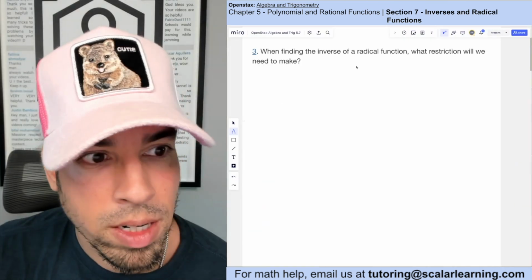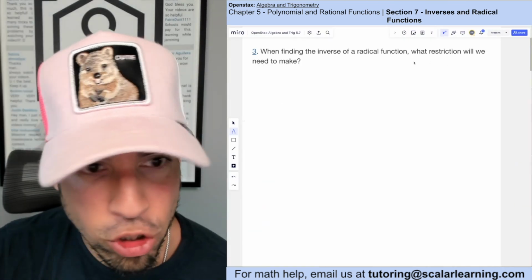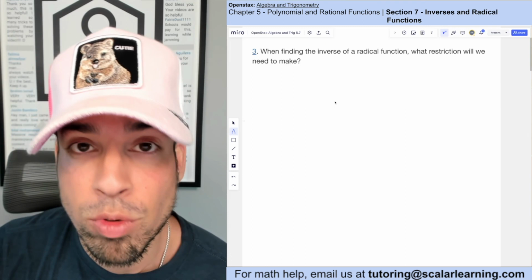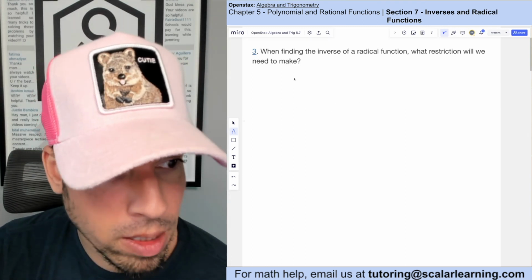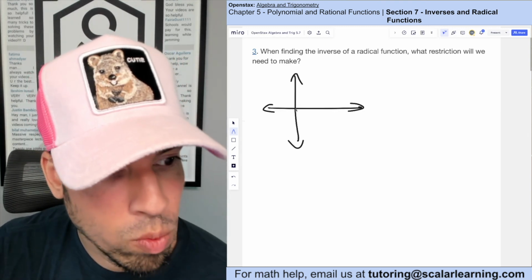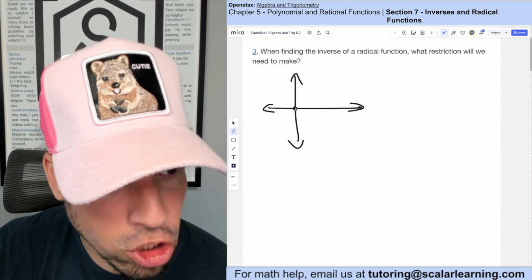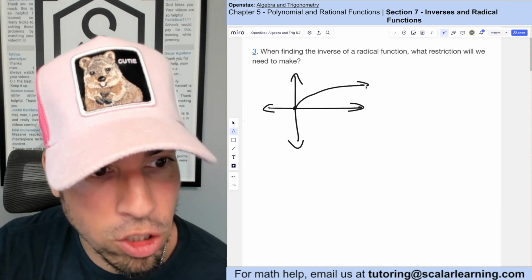That's it. When finding the inverse of a radical function, what restriction will we need to make? So the restriction you're going to need to make is on the domain, and I'm going to show you why. For a typical radical function, it's going to start at the origin. It's going to look something like this. This is without any transformations.